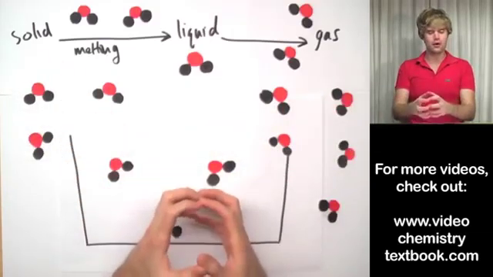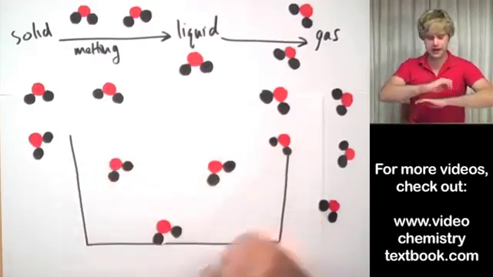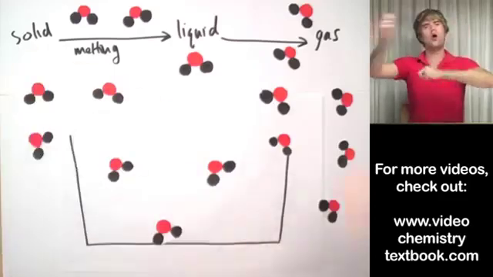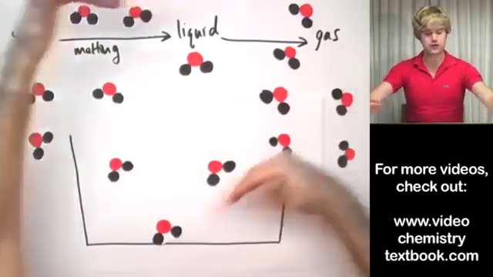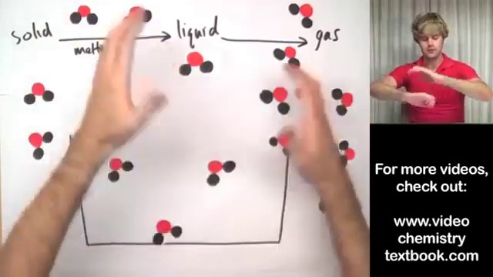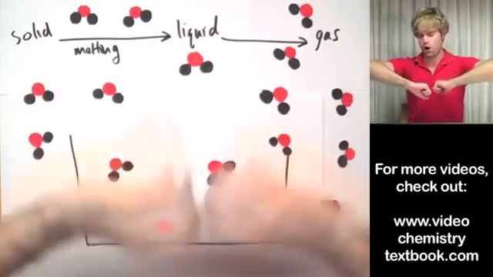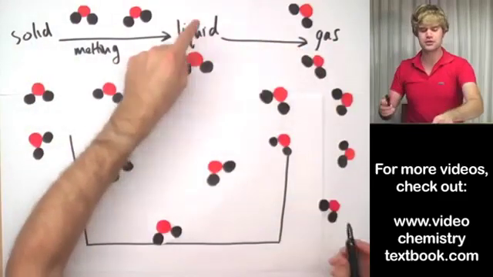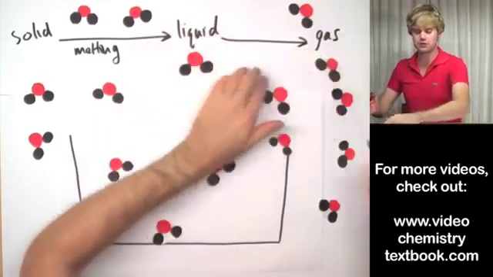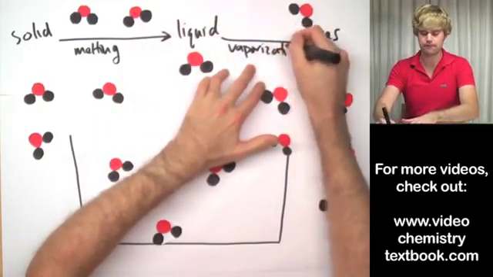Solid was very organized. Liquid was not so organized, but pretty closely packed. Gas, they're all moving around real fast and they're all over the place. If there's nothing holding these gas particles in, holding these water molecules, they're just going to float all over the place. They're just going to fly away. And so the process of going from liquid to gas, which we just saw, is called vaporization.